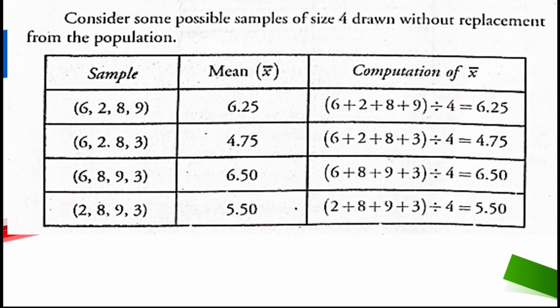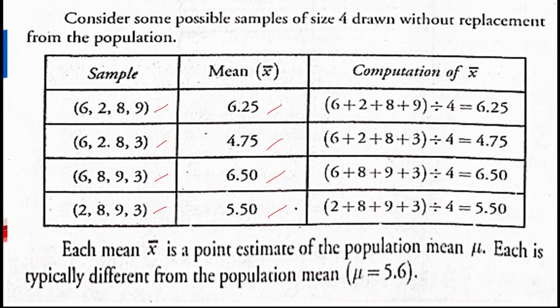Now, consider some possible samples of size 4 drawn without replacement from the population. The samples are (6, 2, 8, 9), (6, 2, 8, 3), (6, 8, 9, 3), and (2, 8, 9, 3). Getting the mean, we have 6.25, 4.75, 6.50, and 5.50. The computation of the mean can be seen on the third column. Each mean is a point estimate of the population mean. Each is typically different from the population mean 5.6.